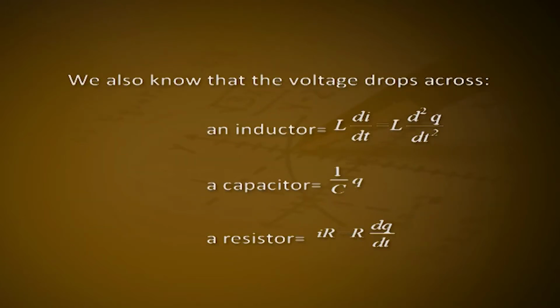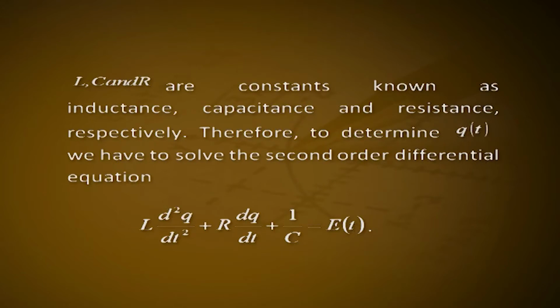We also know that the voltage drop across an inductor is equal to L di/dt, which is equal to L d²q/dt². Across a capacitor it is equal to 1/C times q. Across a resistor it is equal to IR, which is R dq/dt, where L, C and R are constants known as inductance, capacitance and resistance respectively.